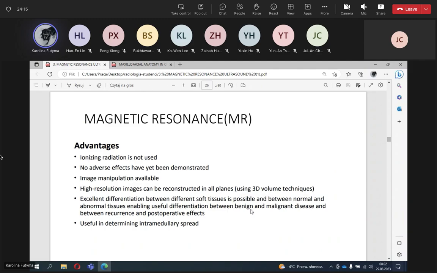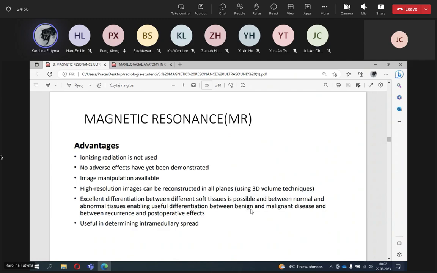What are the advantages of the MRI? So the first and the most important advantage is that ionizing radiation is not used. I will try to tell you a couple of times more, maybe, that this is the most important advantage of ultrasound and MRI. Then no adverse effects have yet been demonstrated. So this is recognized as a safe method.